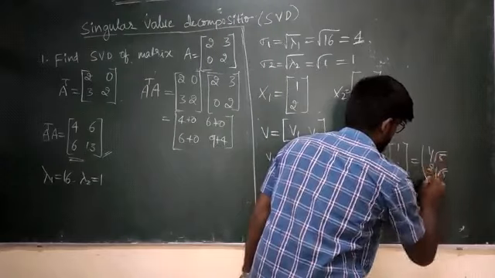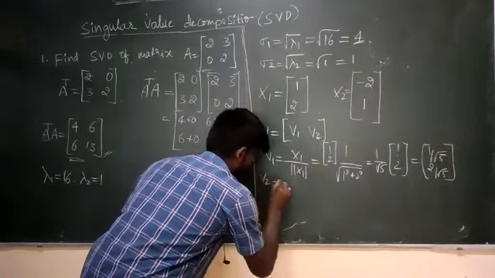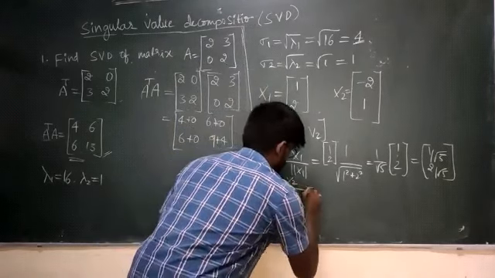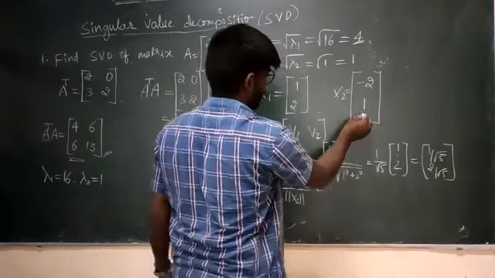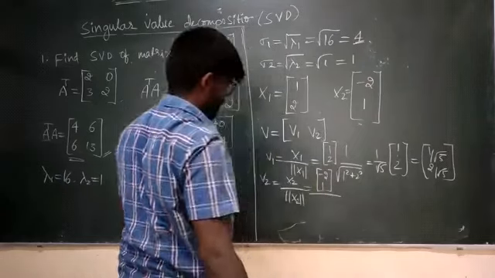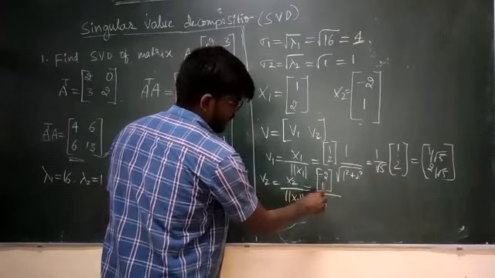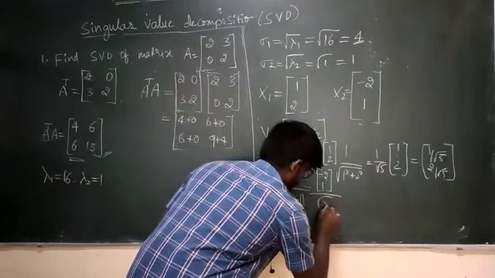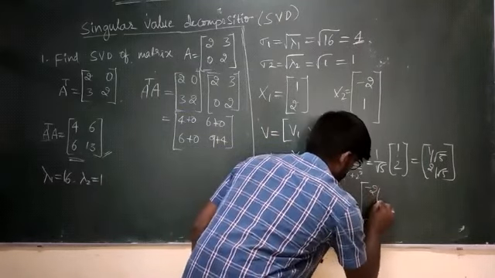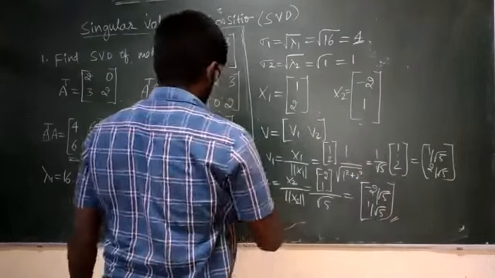This is the V1 value. Similarly, V2 is x2 divided by the norm of x2. x2 is minus 2, 1, and in the denominator the norm of x2 is root of minus 2 squared, which is 4, plus 1 squared, which is 1, so root 5. Therefore V2 is minus 2 by root 5 and 1 by root 5. This is the V1 and V2 value.